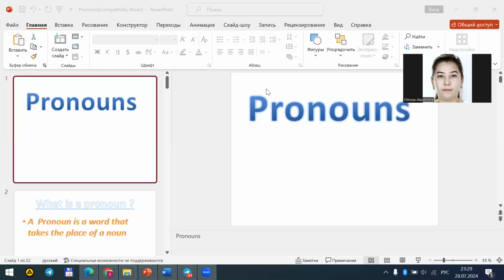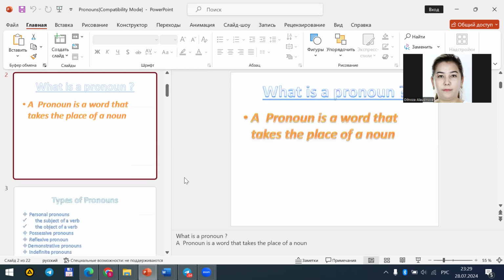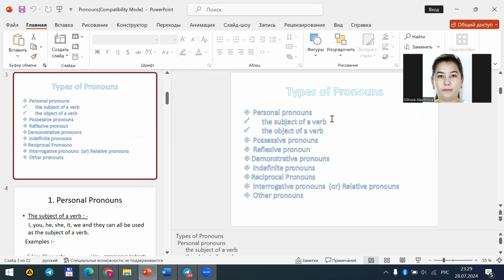Okay, the next theme is pronouns. Now we'll talk about pronouns. What's a pronoun? A pronoun is a word that takes the place of a noun. In our previous lessons, we have talked about nouns, so it's time to talk about pronouns. There are lots of pronouns in English.